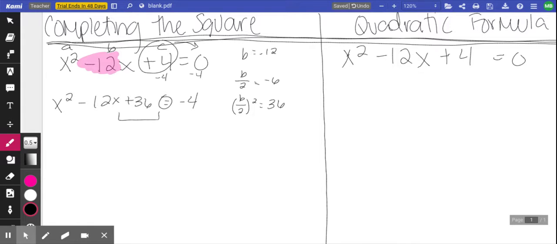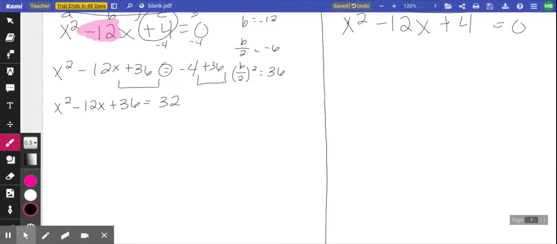However, this is an equation. It has to stay balanced. If I add 36 to the left, I have to add 36 to the right. So that gives me x squared minus 12x plus 36 is equal to 32. Now I have a quadratic that is factorable. I know that 6 times 6 is 36. However, 6 plus 6 is positive 12. So instead, I need a negative 6 because negative 6 times negative 6 is 36. Negative 6 minus 6 is negative 12. So my factor would be x minus 6 squared is equal to 32.